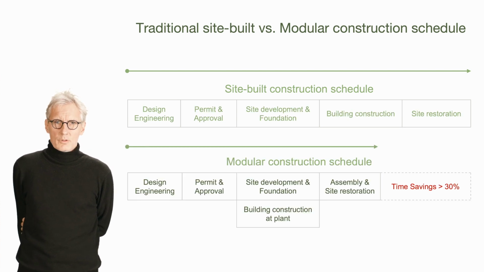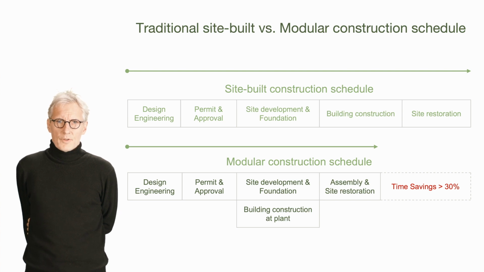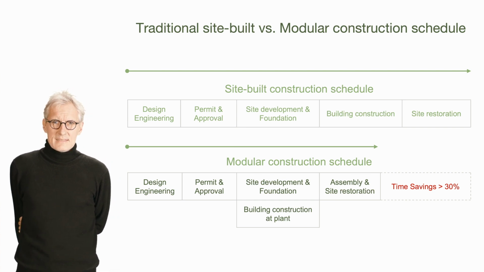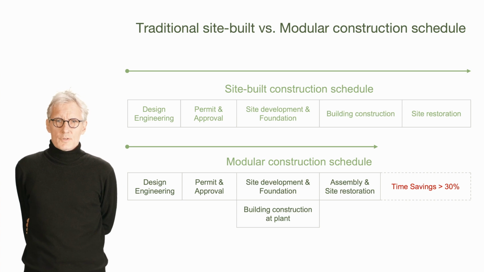Now, consider module construction. Site development and foundations happen simultaneously with off-site module building. This parallel process trims down the timeline significantly, giving modular construction a quicker turnaround. The assembly and site restoration also are significantly reduced in this way. Reports indicate that modular construction can be 30 to 50% faster. The implications here aren't just about speed, but also cost effectiveness and reduced environmental impact.